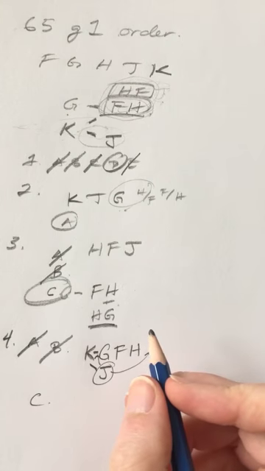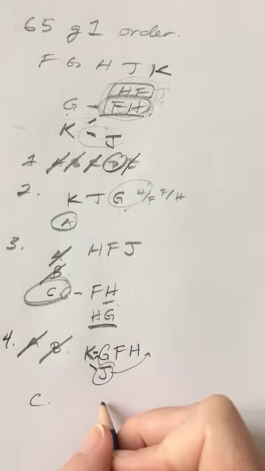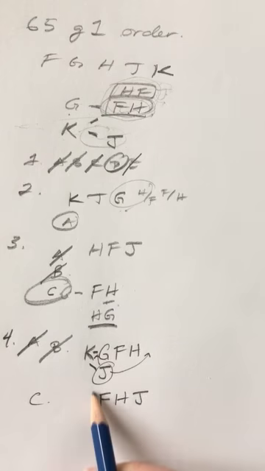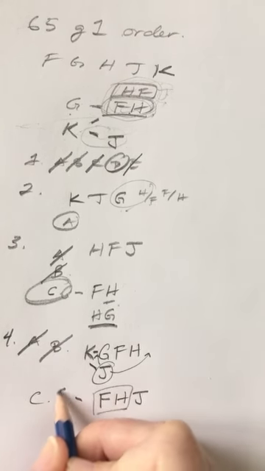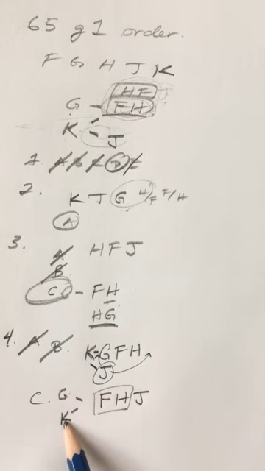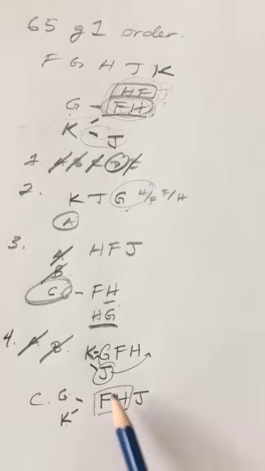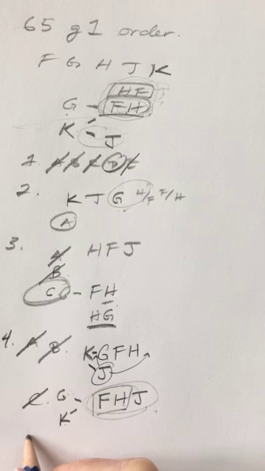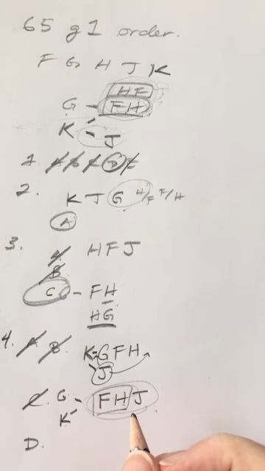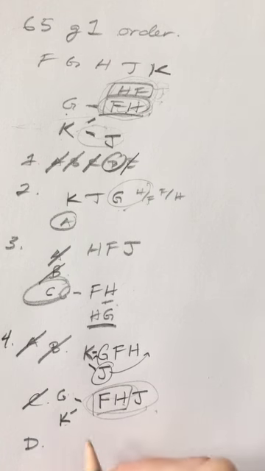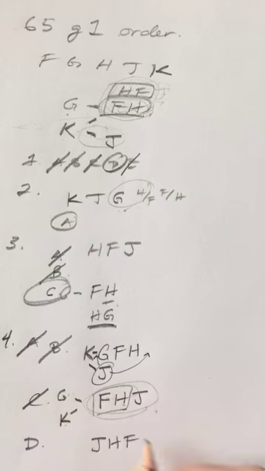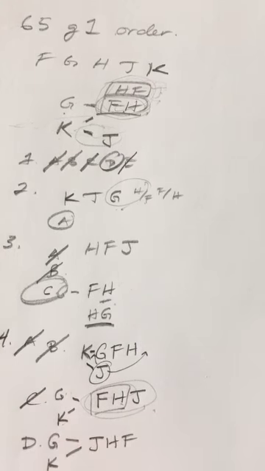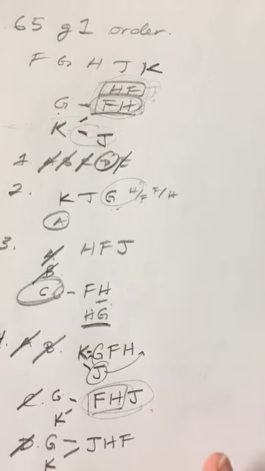C, H is immediately before J, so if we have H immediately before J, F will be immediately before H, right? Those guys are stuck together, but then we don't know the positions of G and K. We do know that both of them are going to be before these, but we don't know which one's first and which one's second, so C is also out. D. J is immediately before H, so J, H, F, K has to be somewhere before that group, and G has to be somewhere before that group.